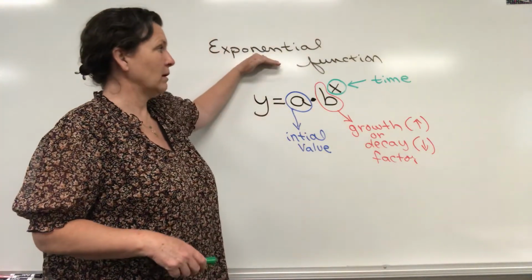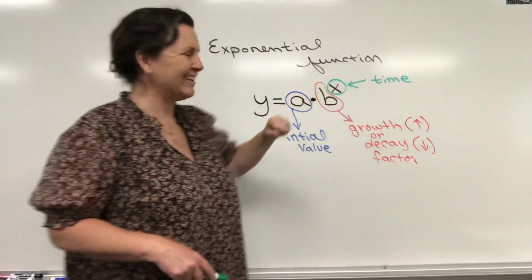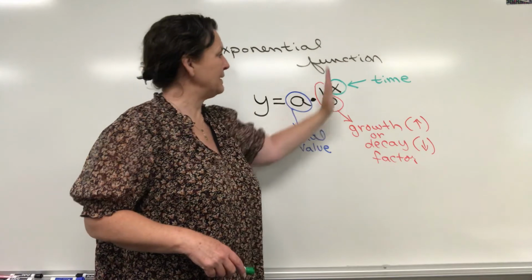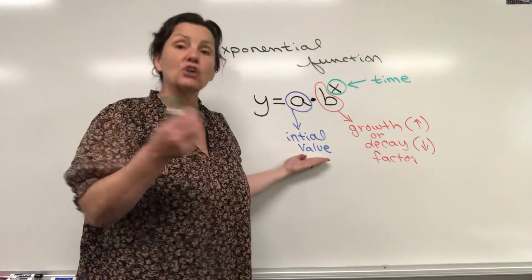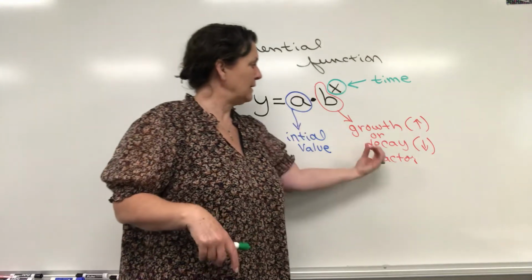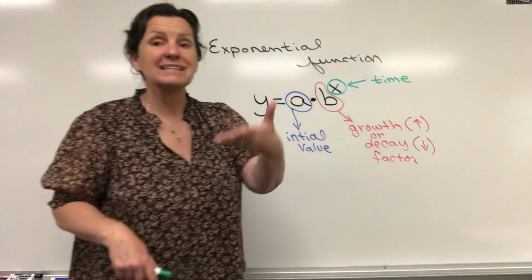So, again, we're covering exponential functions. That formula looks like y = a * b^x. The a is the starting value of whatever it is that we're talking about, b is the growth or decay factor, and x is my time.